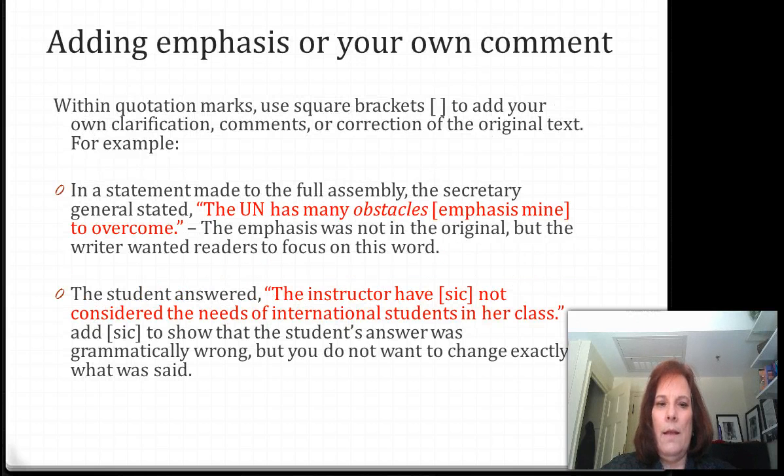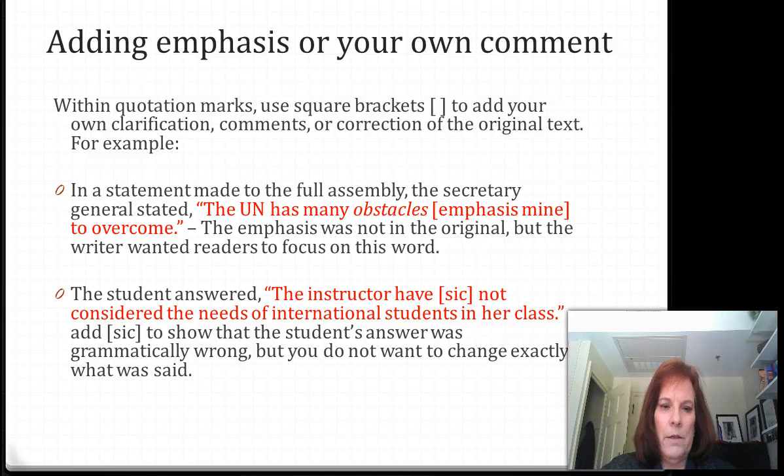Sometimes you want to add emphasis. You want to do something inside that quotation. So notice in the sentence, in a statement made to the full assembly, the Secretary General stated, quote, "The UN has many obstacles." You make that italics. That wasn't in the original, but for some reason you want to emphasize the word obstacles. So you need to tell the reader that wasn't like that in the original. So you use brackets and say emphasis mine.